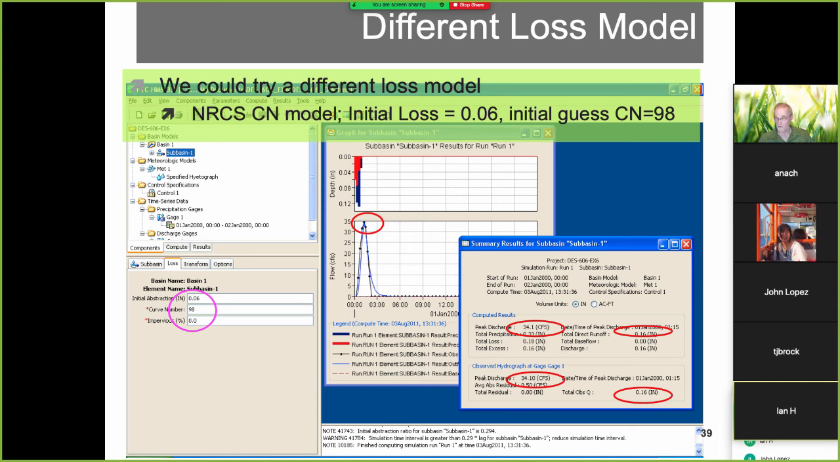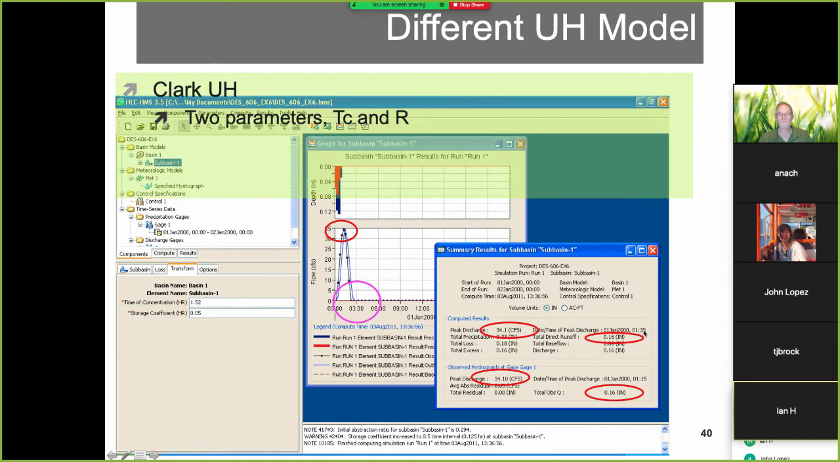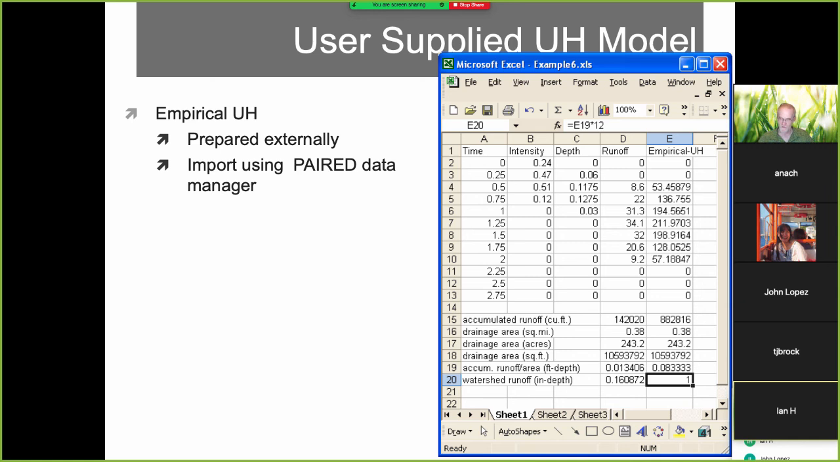We could try a different loss model. The easiest from a user's perspective is the NRCS curve number model, because it only has one parameter, the curve number. So here we're providing the curve number of 98. We rerun it, and not a bad fit. Or we could apply the Clark unit hydrograph and run that, and also not a bad fit.